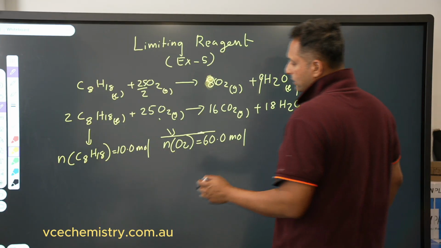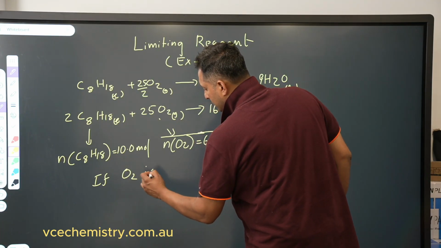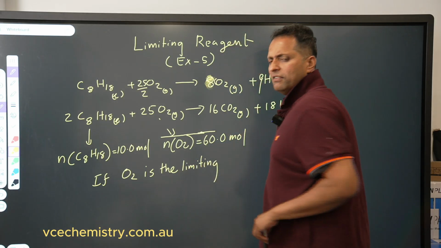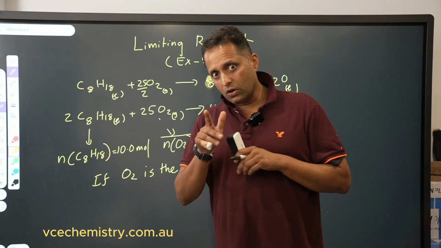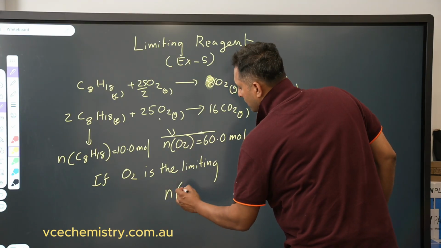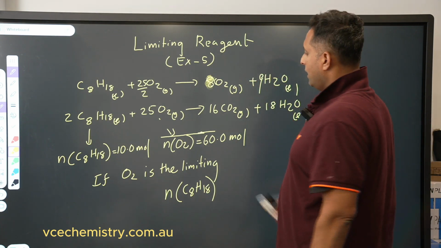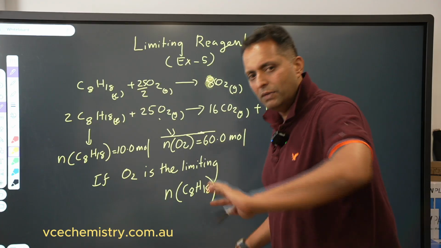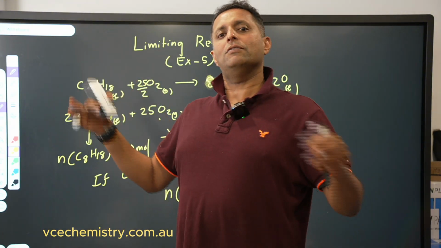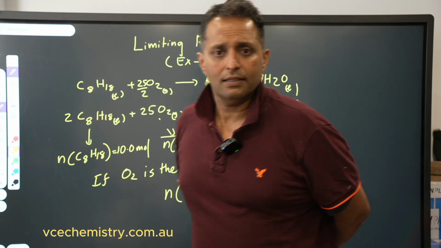Here, I'm going to assume oxygen is the limiting. In other words, you make oxygen your known. Then we find the unknown. So this time our unknown is going to be octane. Because what we are trying to do is this: if oxygen is the limiting, all that 60 moles will be used, and some of the octane should be used as well. In other words, we will need to have octane in excess. That was the assumption.